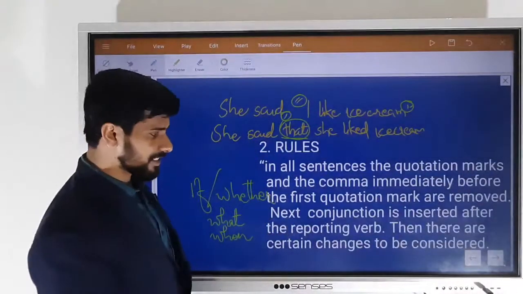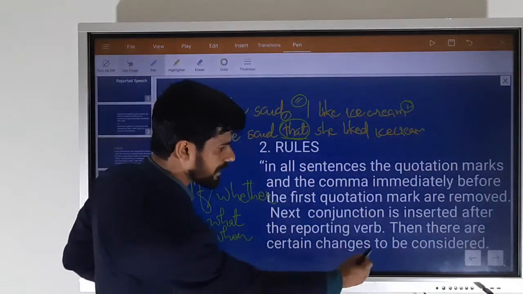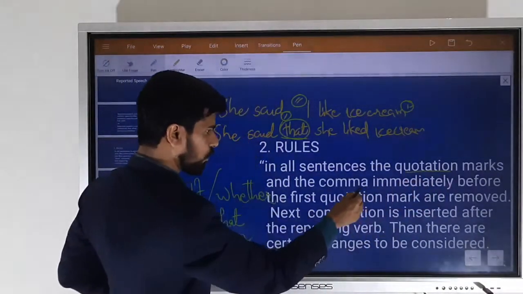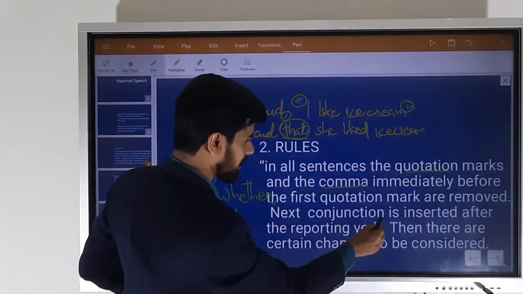And what are the other changes? It is mentioned there are certain changes to be considered after the removal of quotation marks, comma, and after inserting a conjunction.